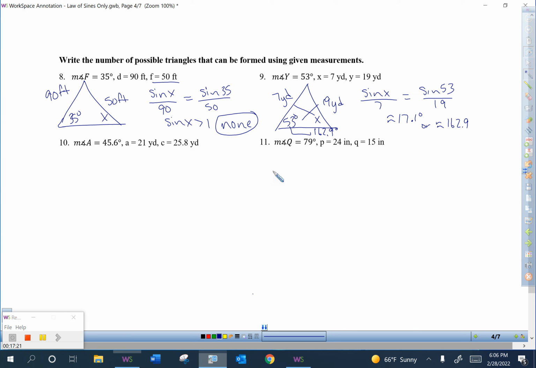Okay, so here those go over 180. That is not a possibility. So this is just one triangle for this one. Okay, with that, what I want you to do is pause the video and try number 10 and number 11, and see if you can decide no triangle, one triangle, or two triangles based on that same process.